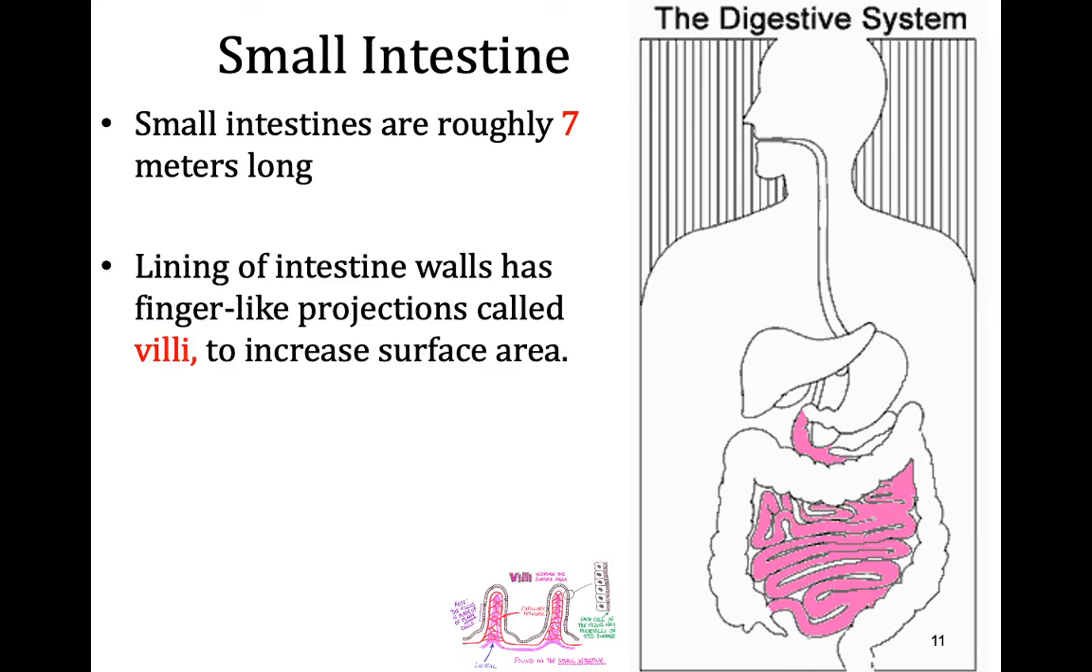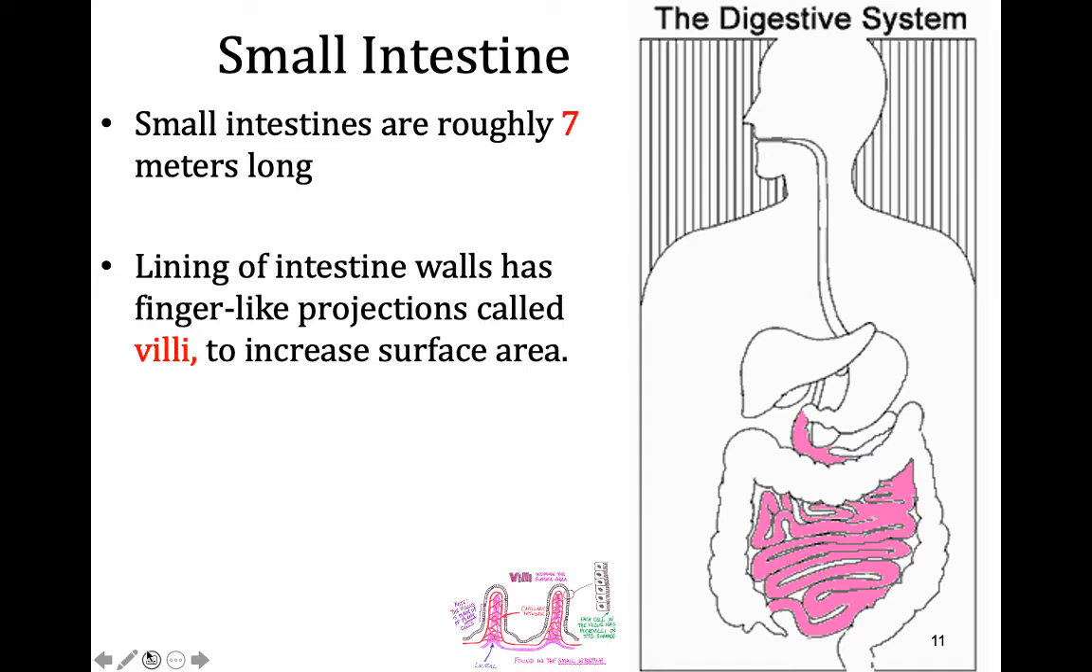The lining of intestine walls have finger-like projections called villi. So on the inside of the small intestine, instead of it just being a straight line, what they have in place is what we see here, a bunch of finger-like projections. So they stick out, and there's so many of them. What this allows is for more absorption of nutrients from that food, right? Because this increases the surface area by a lot.